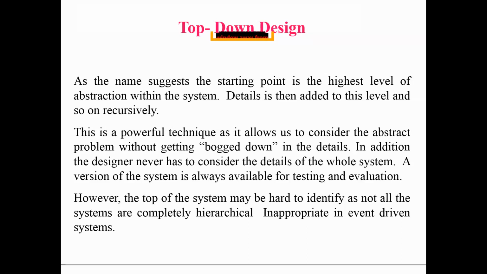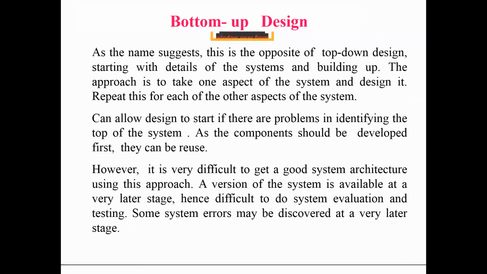Here top down means you start at the highest level of abstraction and then go to the lower. Here you don't have any idea about the lower level, and a working version of the system is available only after testing and evaluation. So it's very hard to identify the system components at the beginning. You start with that, then go to the lower level. The next one is bottom up design. Read this one.